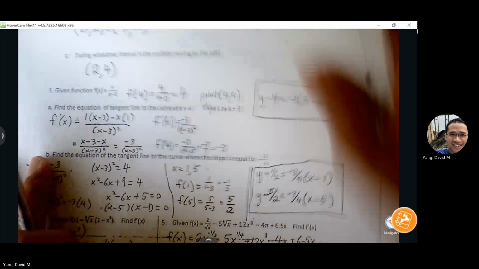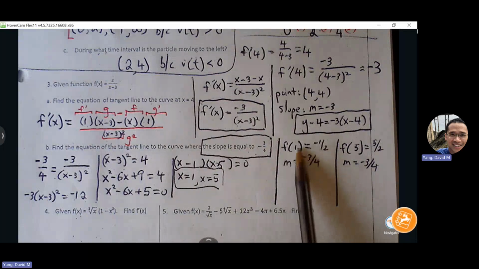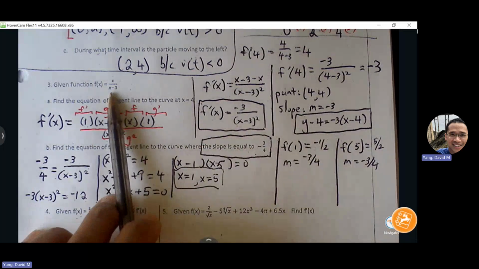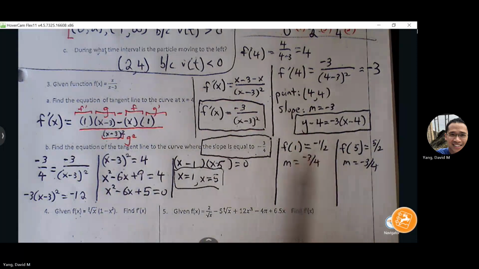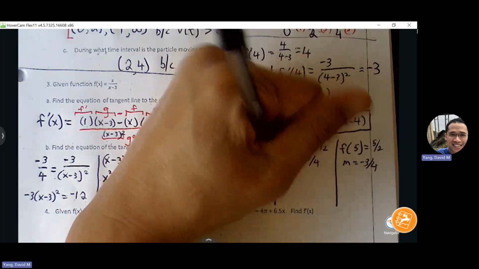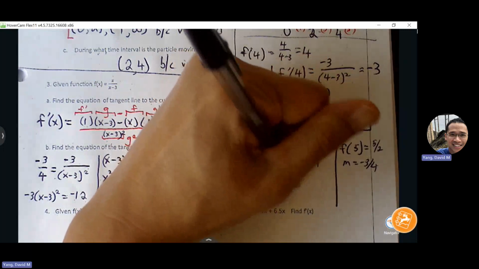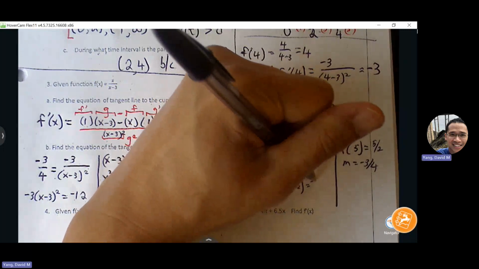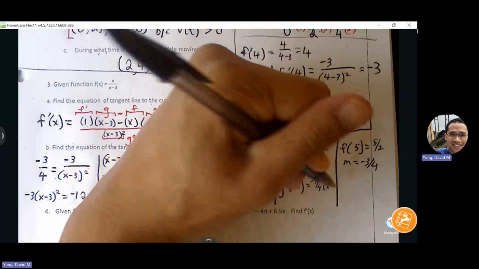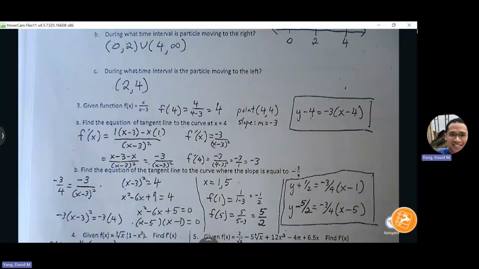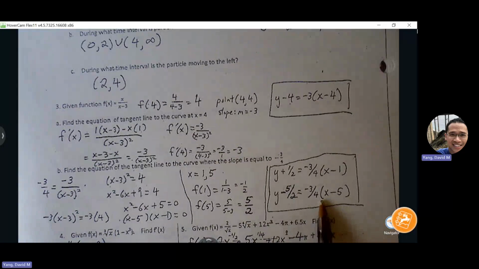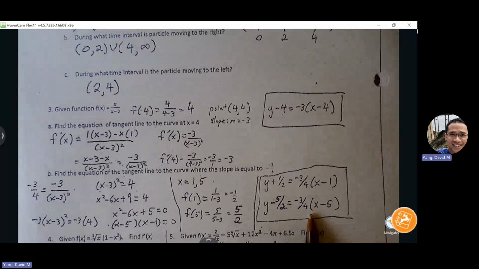So back here, if I inserted 1 back into the original equation, 1 over 1 minus 3 is 1 over -2, so -1/2. So in point slope form, it is y minus -1/2 equals -3/4 times x minus 1. Those are both your answers. Both my equations are here. It's on the back of your sheet too.